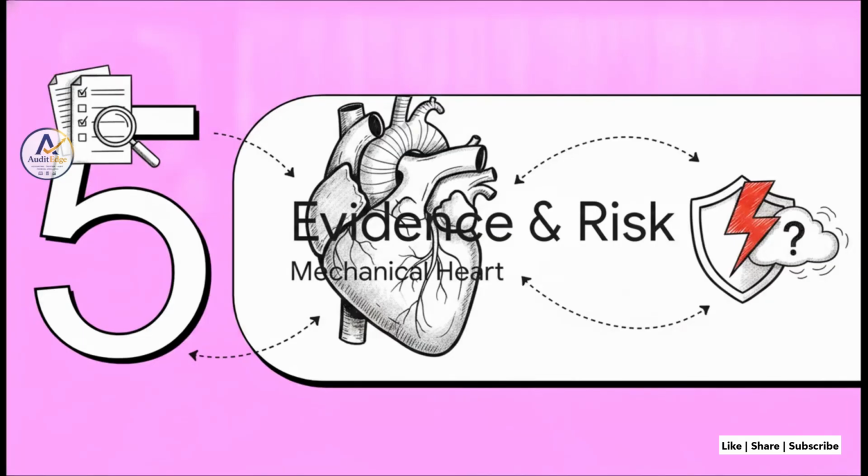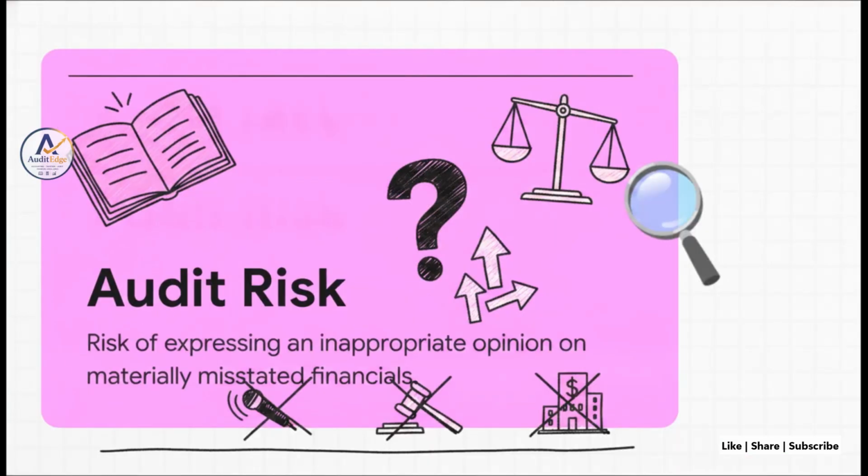Section 5. Audit evidence and risk. Pay close attention as these concepts are tightly interconnected. So what exactly is audit risk? It's the risk that the auditor expresses an inappropriate audit opinion when the financial statements are materially misstated. Let me clarify something very important here. This technical term only relates to the process of auditing. It definitely does not include the auditor's own business risks, like adverse publicity or facing a lawsuit. It is strictly about your opinion on the financials.